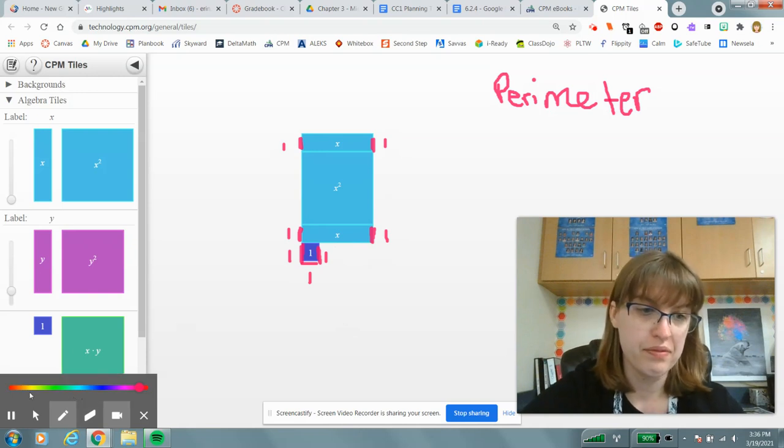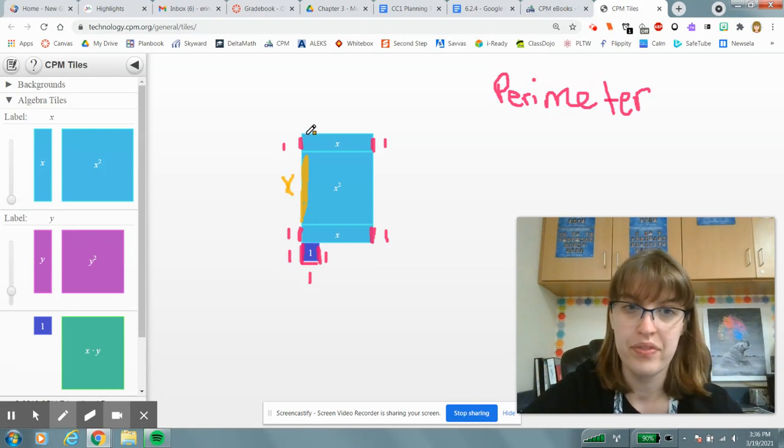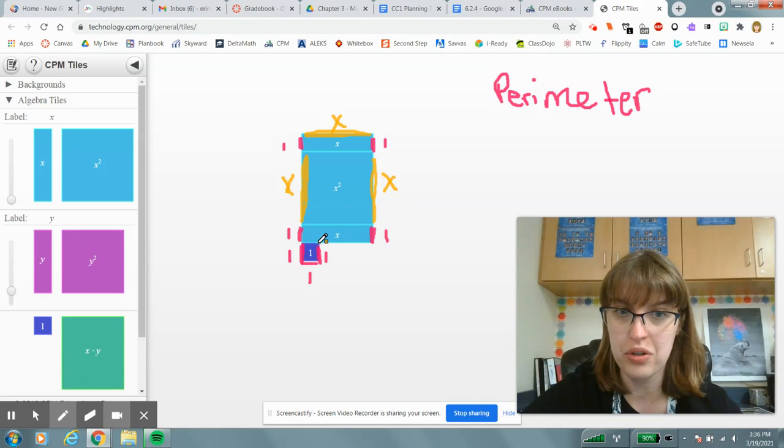Now let's pick another color. Orange, why not? Okay, this side length is X. This side length is also X. This side length, X. This side length. Ooh. Well, the X goes all the way to the corner, but my line doesn't actually go all the way to the corner. It gets stopped by that 1 block.